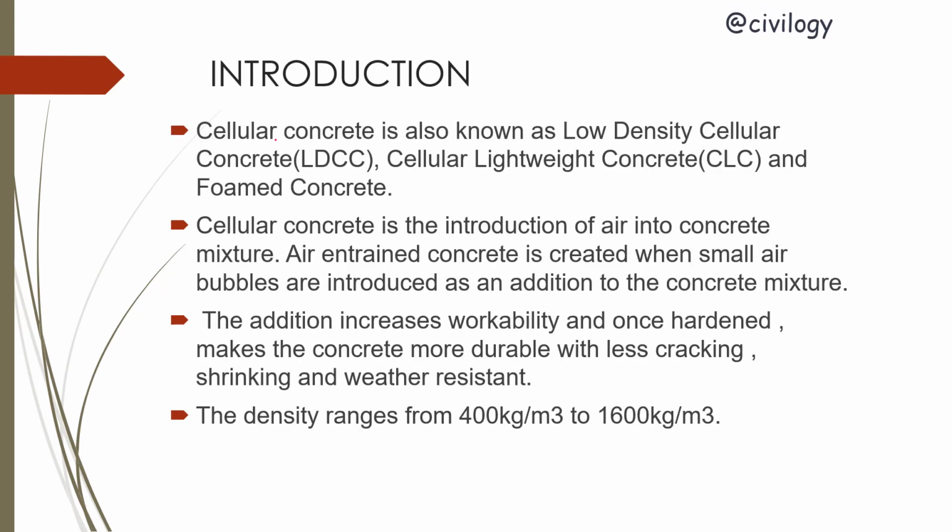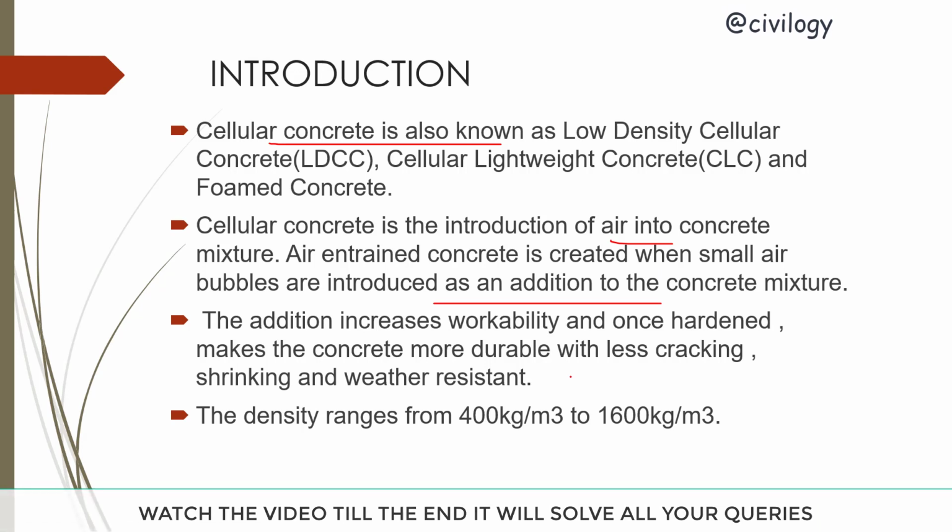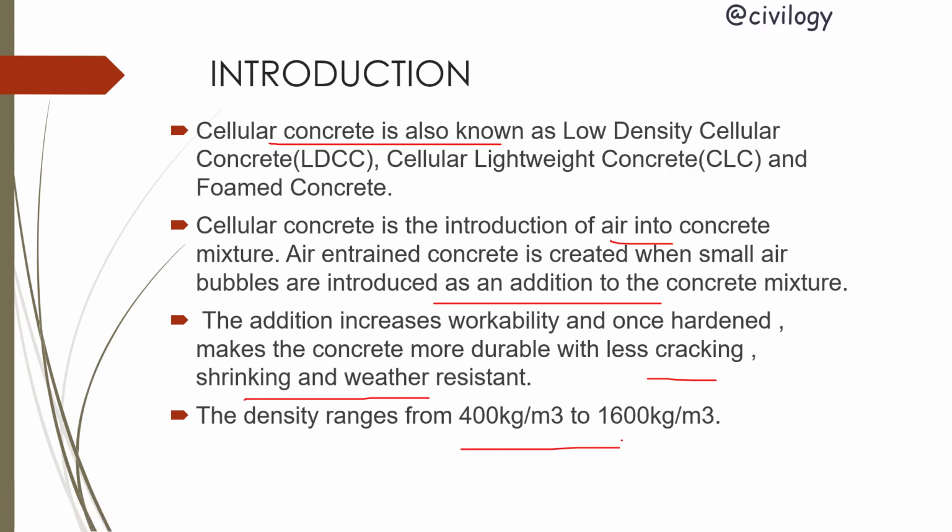Introduction. Cellular concrete is also known as low density cellular concrete. Cellular concrete is the introduction of air into the concrete mixture, and once it hardens it makes the concrete more durable, with less cracking and shrinkage, and weather resistant. The density ranges from 400 to 1600 kg per meter cube.